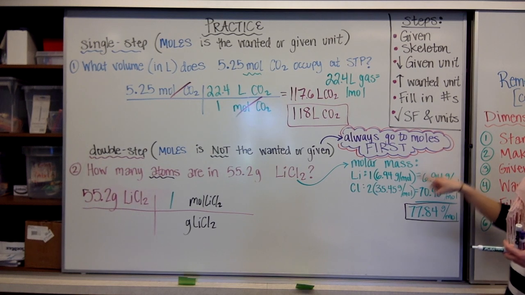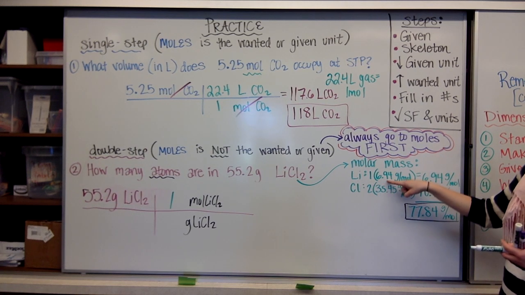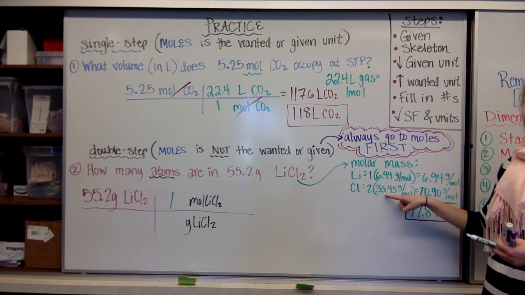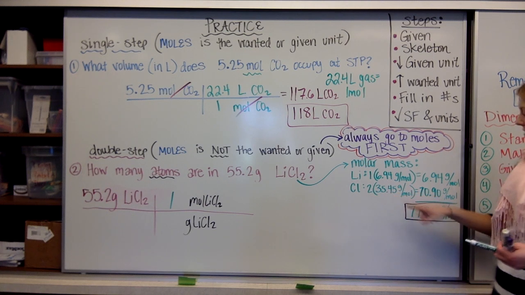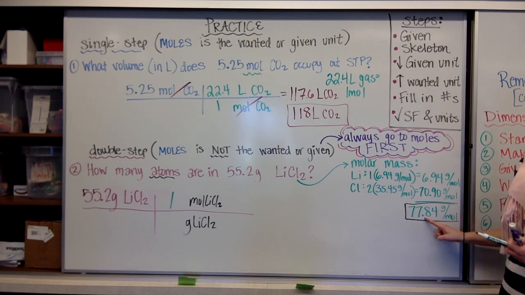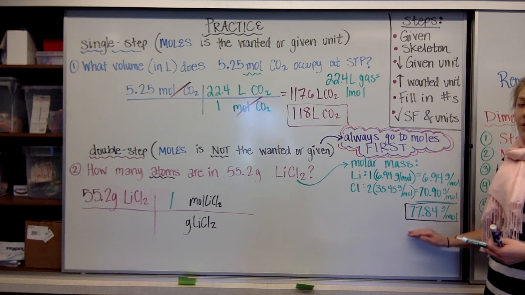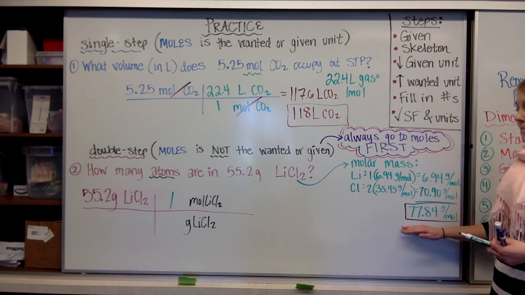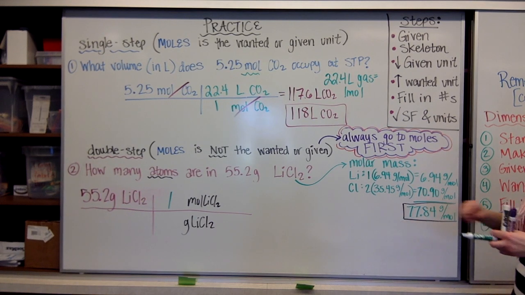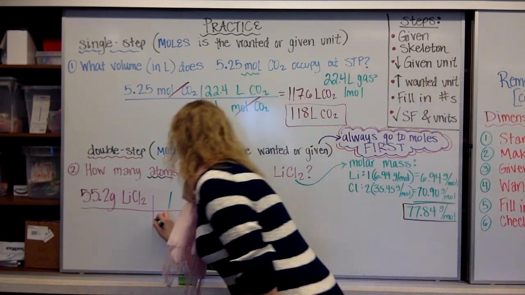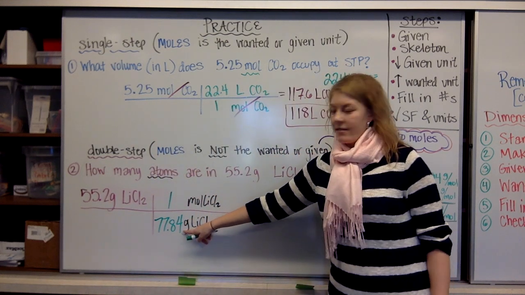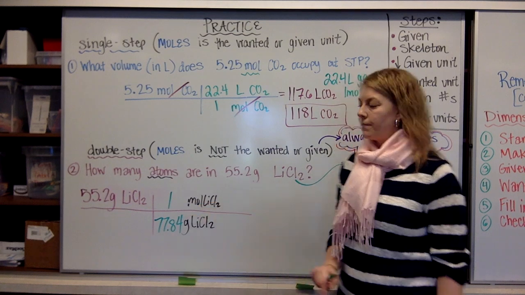The molar mass of LiCl2, we have 1 lithium at 6.94 grams per mole, 2 chlorines at 35.45 grams per mole each, for a total of 77.84 grams per mole. If you're having trouble calculating this, you need to go back to the 6A video, okay, and get more practice. So my molar mass is 77.84 grams per 1 mole, okay?